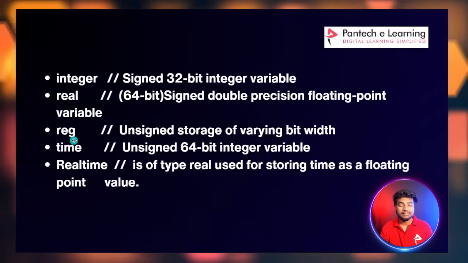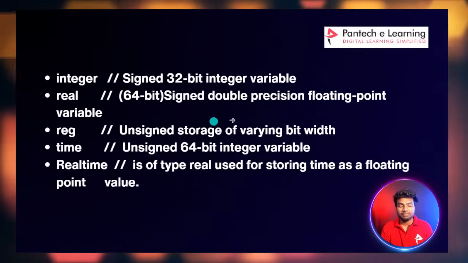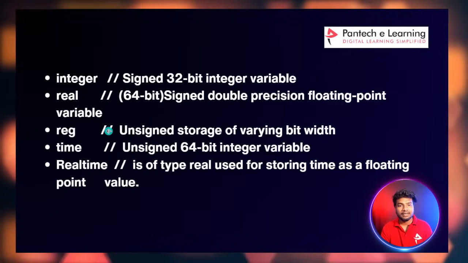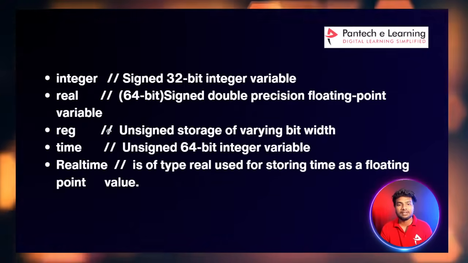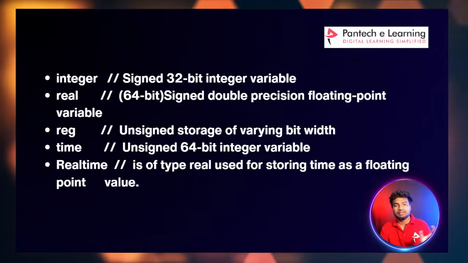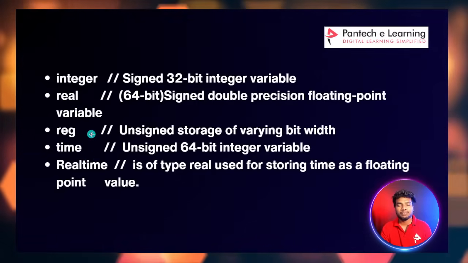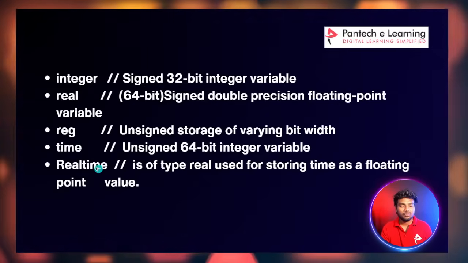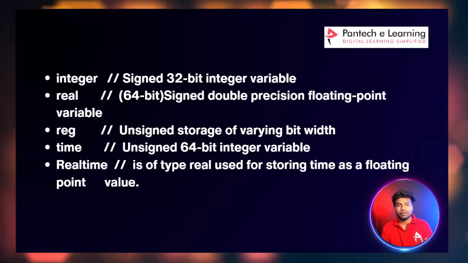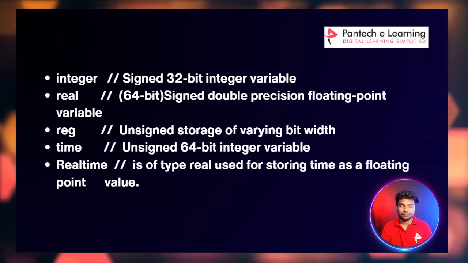And then reg is unsigned storage of varying bit width. Varying bit width means that by using the reg data type, I can make the signal, and also increase and decrease the width of the signal. And then time means unsigned 64-bit integer. We can see the simulation time using this. And then realtime is also one data type of Verilog. So these are the basic data types. The main data types are only two, reg and wire, and we also mostly use integer.